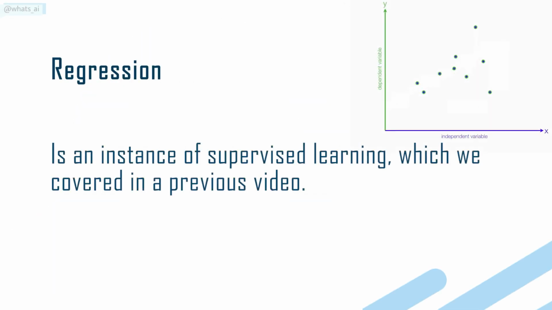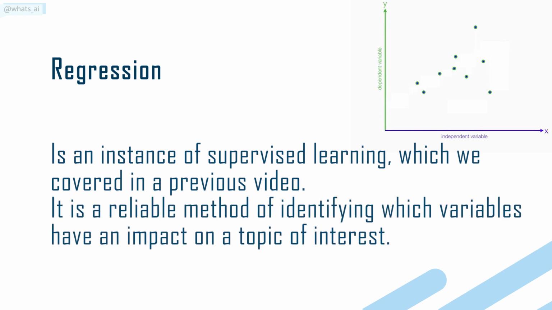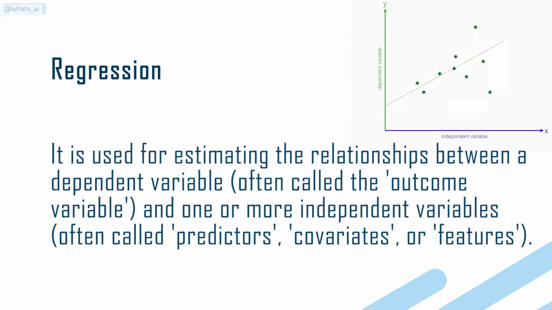Regression is an instance of supervised learning, which we covered in a previous video. It is a reliable method of identifying which variables have an impact on a topic of interest. It is used for estimating the relationships between a dependent variable, often called the outcome variable, and one or more independent variables, often called predictors, covariates, or features.